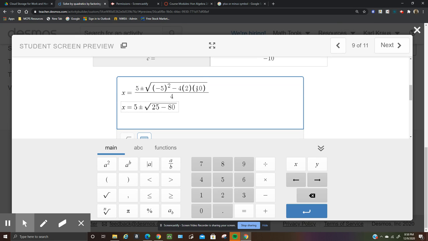Well, this is a negative. Otherwise, we'd get no real solution there. So that becomes plus, and then divided by 4.